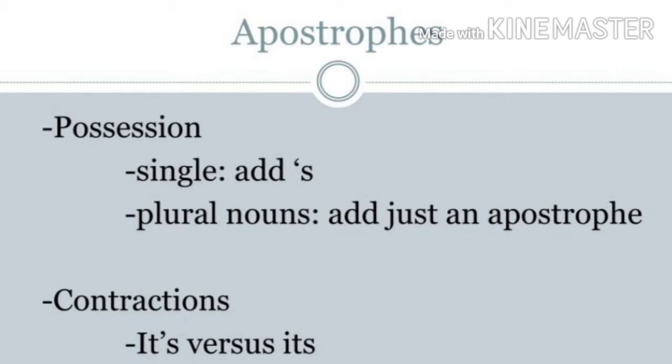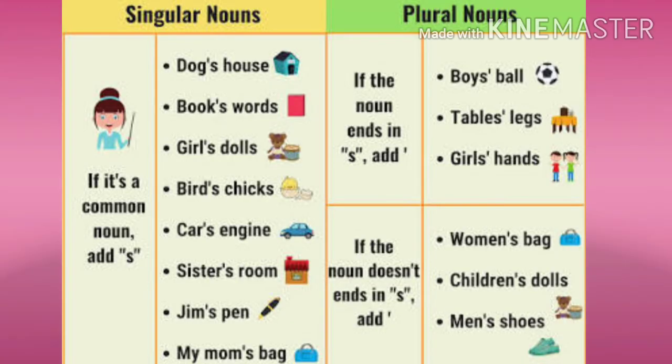Remember, while using apostrophes to show possession, if the word is singular, add apostrophe s. If the words are plural nouns, add just an apostrophe. And also, with contractions, you have to be very careful with it's and its. Let us discuss them. See this table. This is about possession with singular nouns and plural nouns.